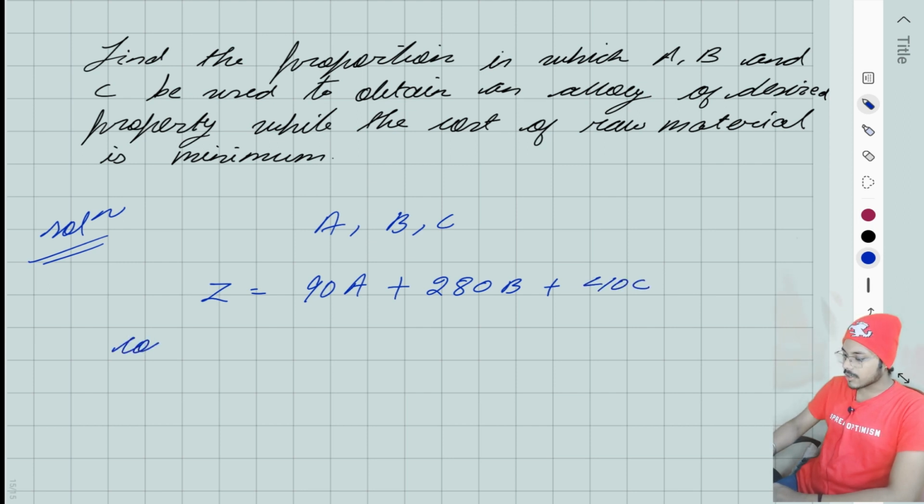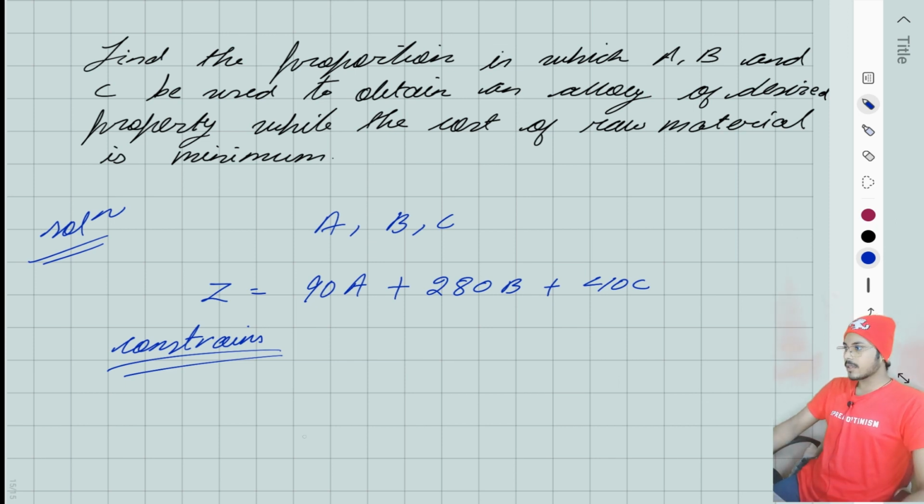and we have the constraints. What are the constraints? See, how much specific gravity should A have? A should have 0.92 specific gravity. B has 0.97 specific gravity, and C has 1.04. After adding these specific gravities, the total should be less than or equal to 0.98.